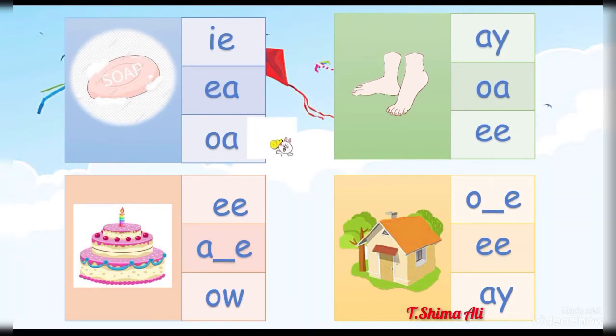Okay, look at number 2. We have feet. What's its sound? Is it A or O or E? Feet. It is E. Look at number 3. It's a cake. What's its sound? Is it E or A or O? Cake. It is A.